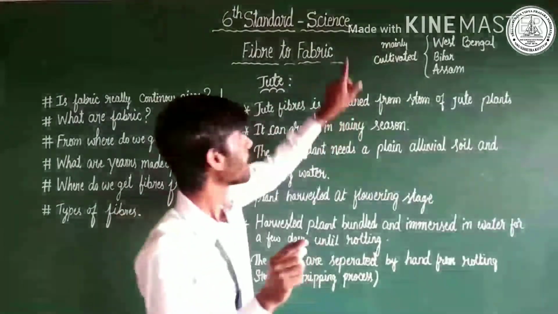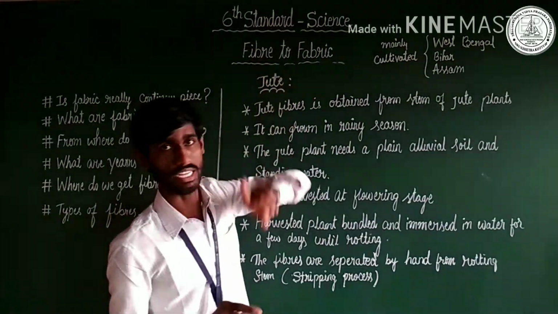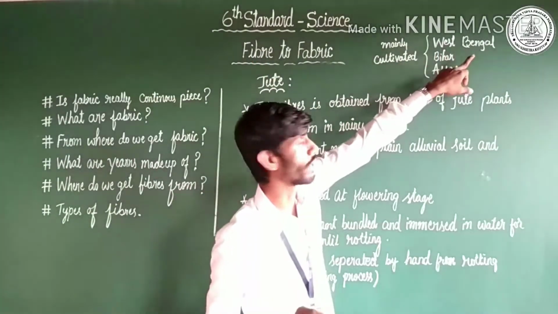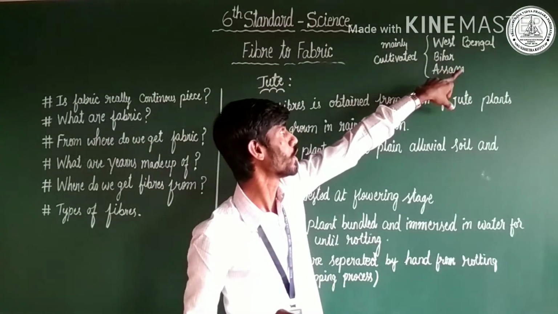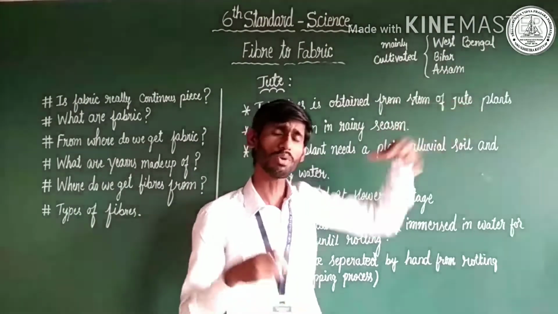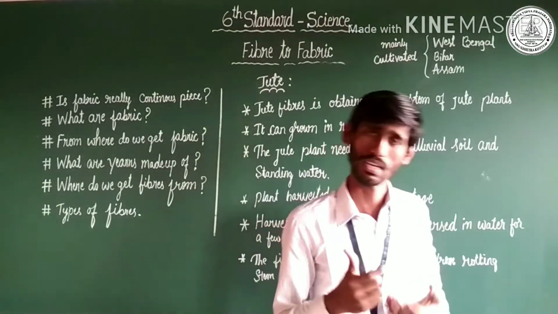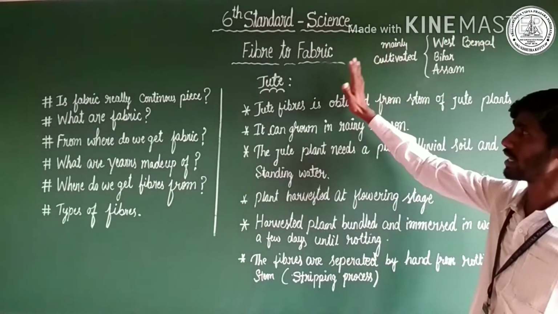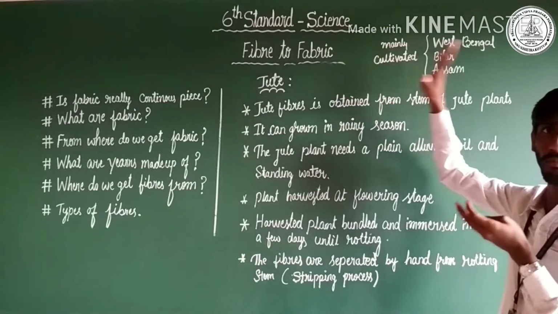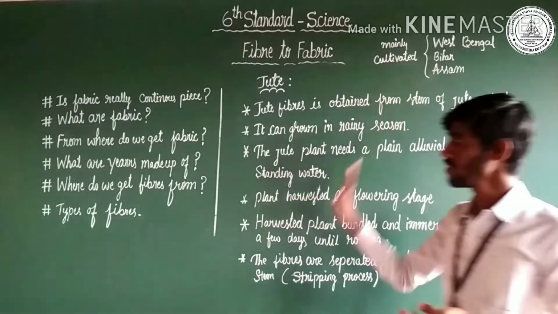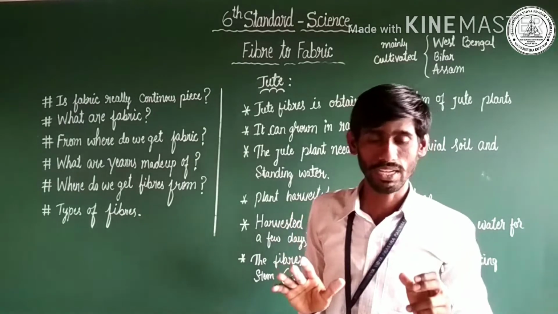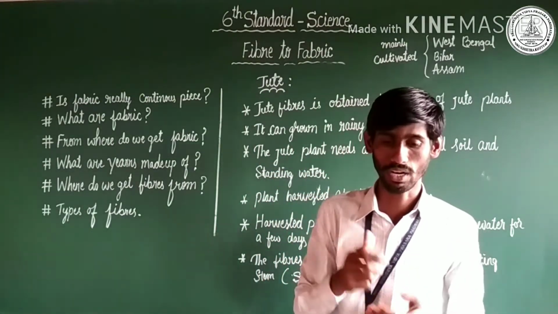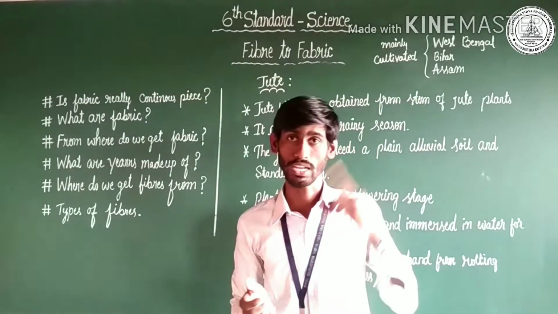Chotu, where are the jute plants cultivated? The jute plants are cultivated especially in these states: West Bengal, Bihar, and Assam. What about other states? Yes, they are cultivated, but not as much. In these states, jute plants are cultivated in more quantity. Okay, Chotu. This is today's class. Let us discuss more information about yarn to fabric and spinning cotton yarn in the next period.